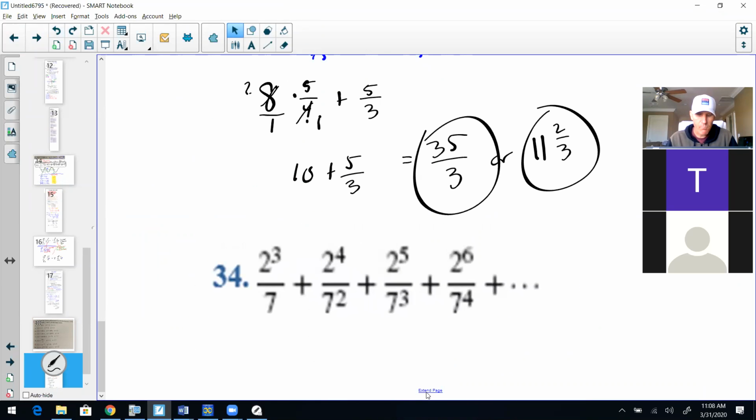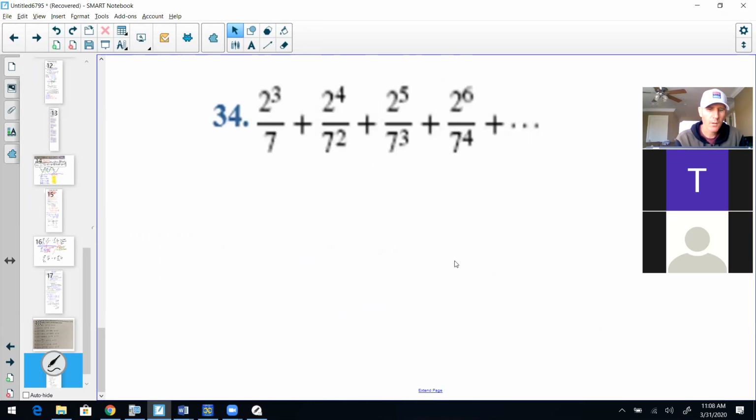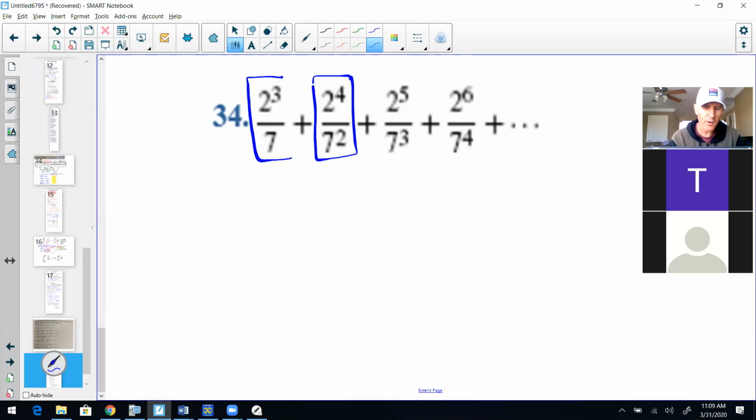So for this one, in order for it to be geometric, you could always take any term divided by the one before it to get your common ratio, if it is geometric. Now, for me, I would just look at it and say, going from term to term, I'm multiplying the numerator by 2 and the denominator by 7. And so I can see that r is going to be 2/7.